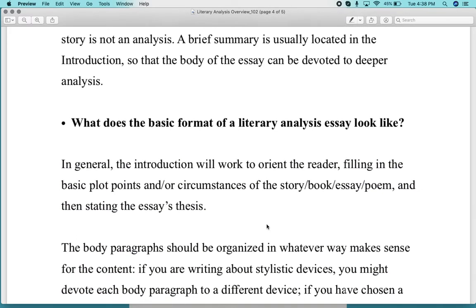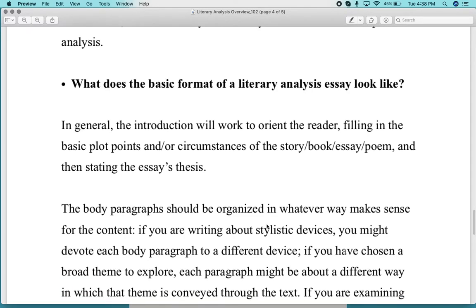Okay, what does the format of a literary analysis look like? So as I said, in general, the introduction works to orient the reader, filling in the basic plot points, circumstances of the work, and then stating the essay's thesis, right? So, your background information in a literary analysis is going to be the brief summary. That's what you use for your background in a literary analysis. Then you have your open thesis that introduces the main point of your essay.